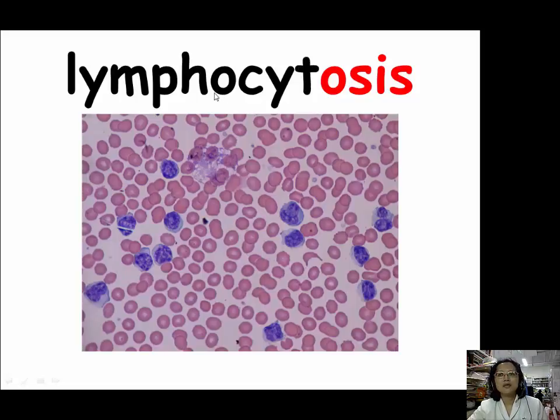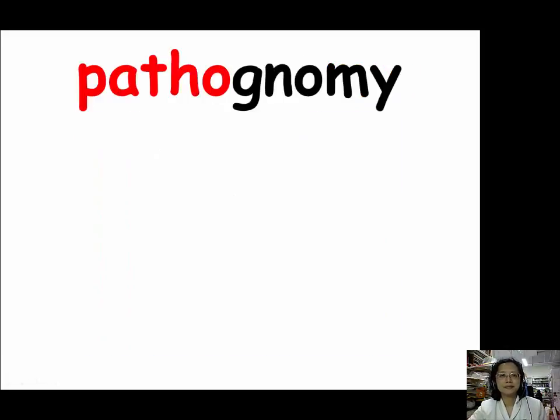And actually, lymphocytosis refers to a condition of having an excess of normal lymphocytes in the blood or in any effusion. This is a blood smear of a patient with lymphocytosis. You can see that this person has so many lymphocytes in the blood smear, which should not happen in normal conditions.